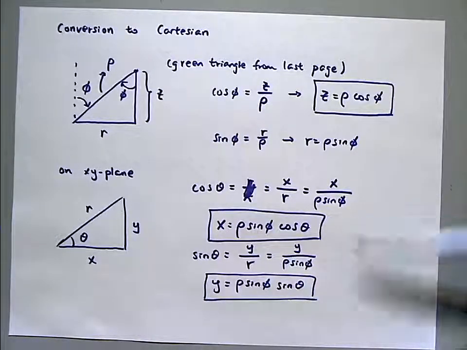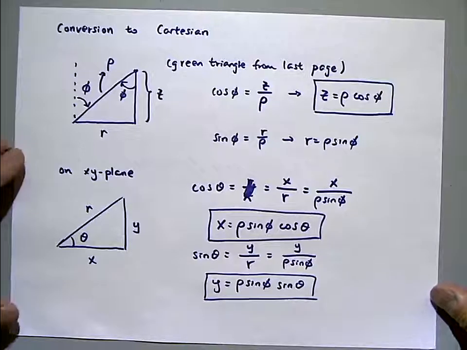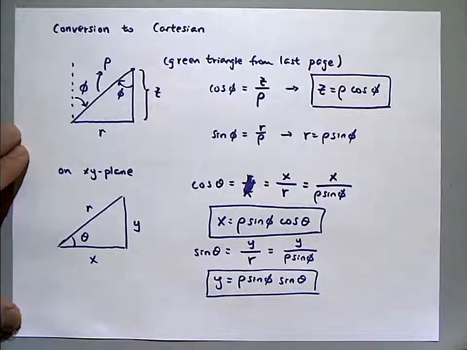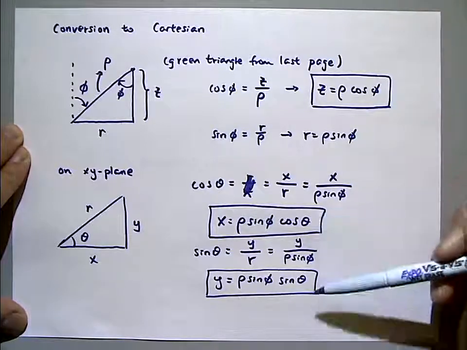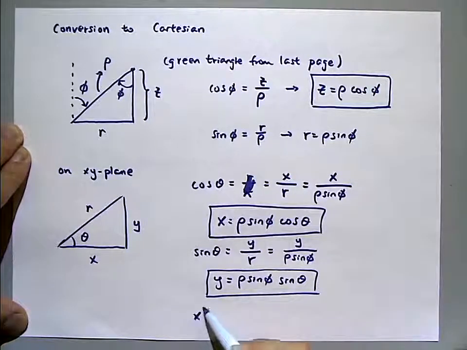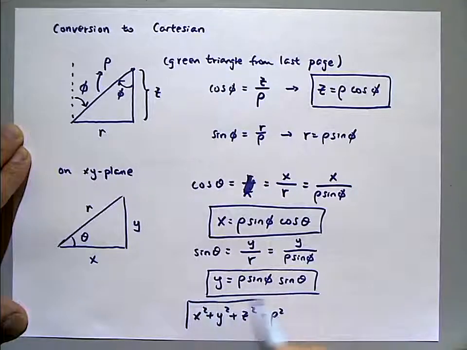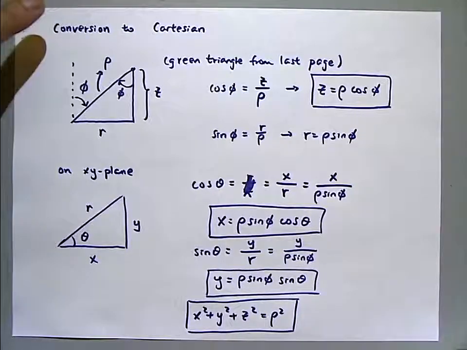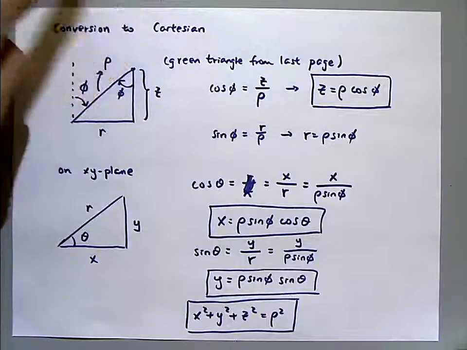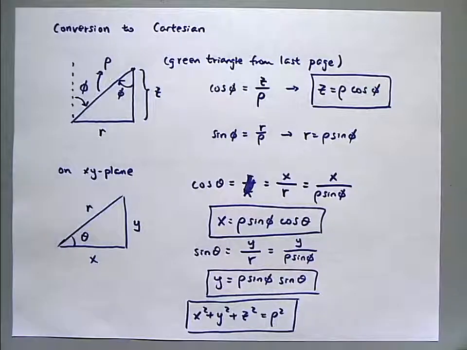Now here are the formulas that you will need to know to convert from spherical to Cartesian. And here's one more identity that's useful here. If you add all of these things squared together, x squared plus y squared plus z squared, you get rho squared. So that's not very useful when converting from spherical to Cartesian, but this is useful when going from Cartesian to spherical.